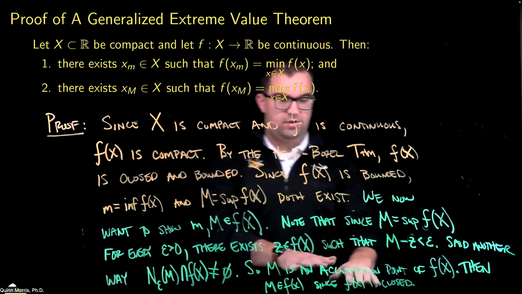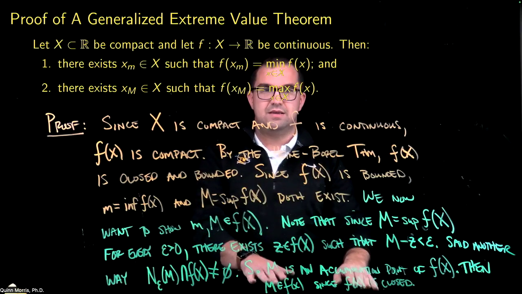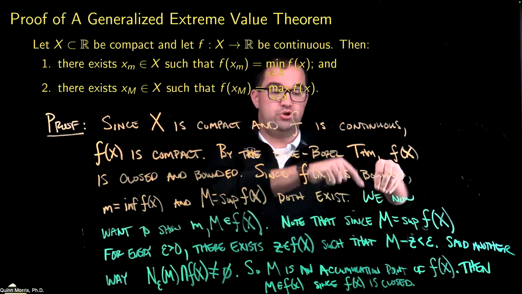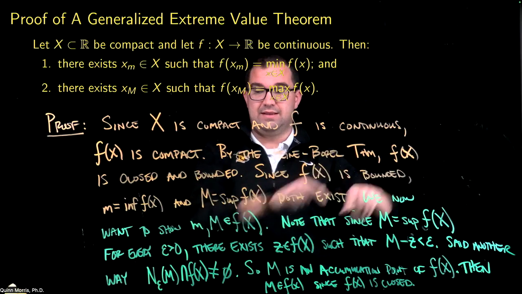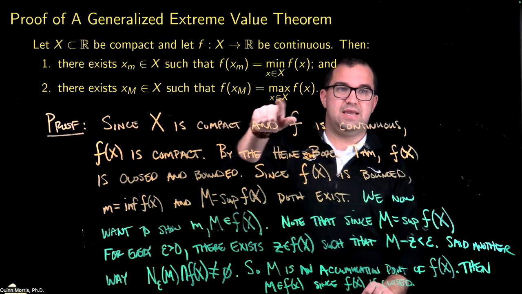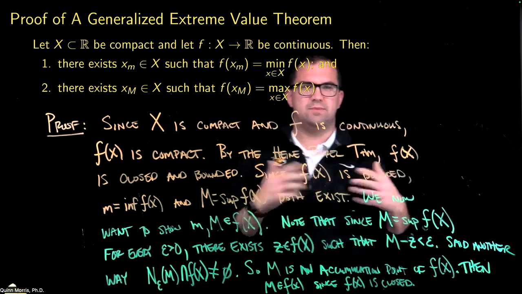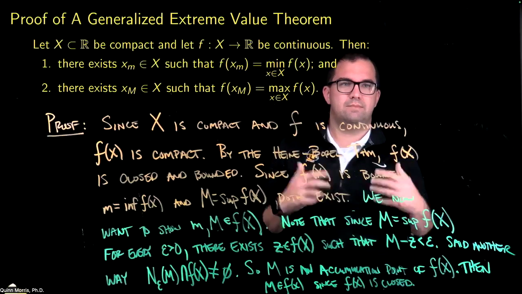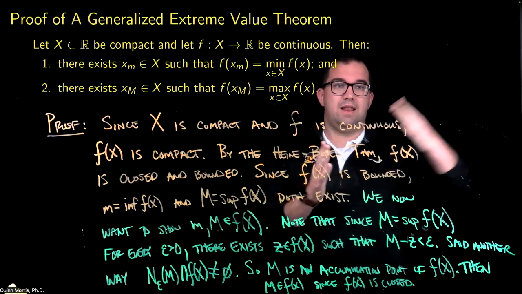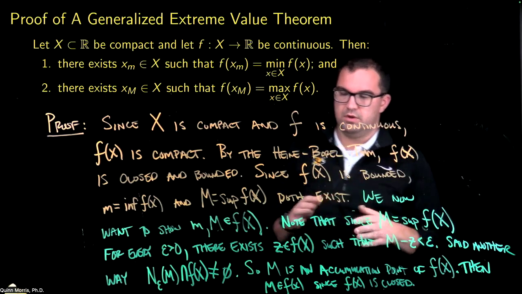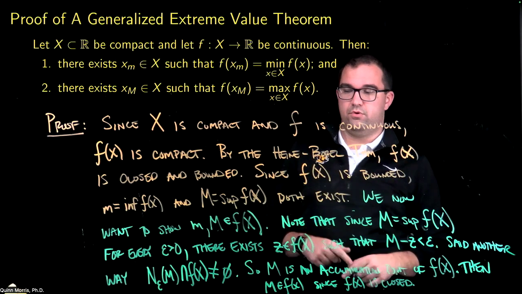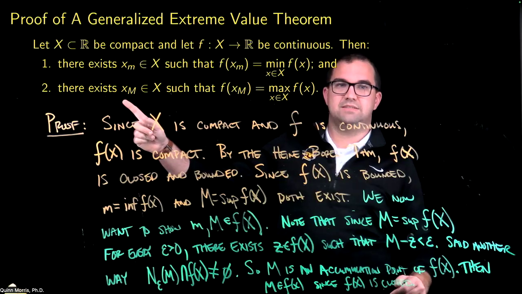Okay. Now, why are we done? If M is in f of X, that means it's in the image, right? So there is something in X that maps to capital M, and capital M is the supremum here, which is the same as saying the maximum here. We differentiate between supremums and maximums. Maximum is something that is achieved. Supremum is something that may not actually be achieved within the set. So we can actually say this is a maximum because it is in fact achieved on that interval at some point, and we just call that point x sub capital M.